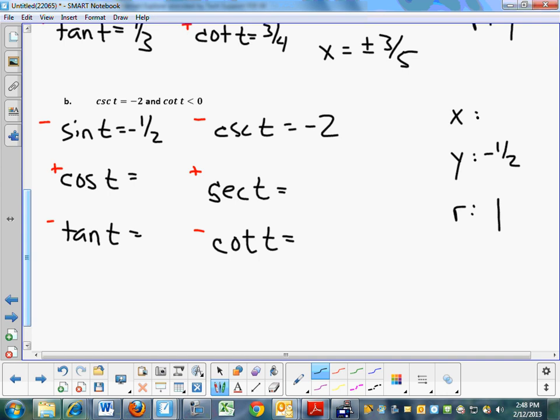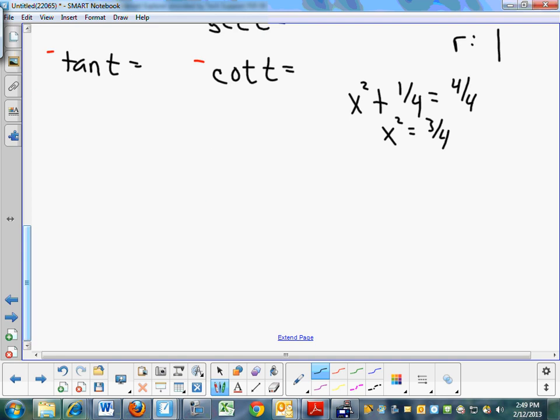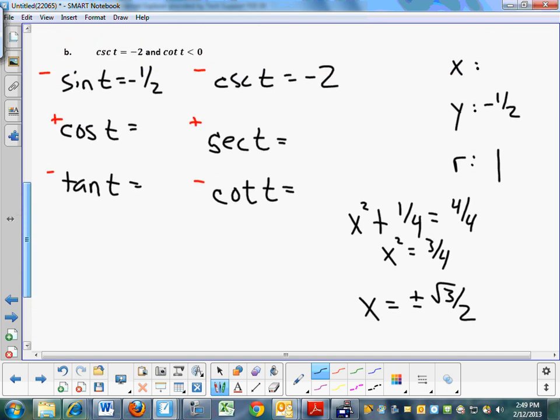How do I find the missing x value? Plug it in. X squared plus, what is y squared? 1/4 equals 1, which is 4 over 4. So x squared equals 3/4. What happens when you take square root of 3/4? Plus or minus square root of 3 over 2. Very good. Is it the positive or the negative? The positive, because we're working in the fourth quadrant. What's your cosine value? Square root of 3 over 2.